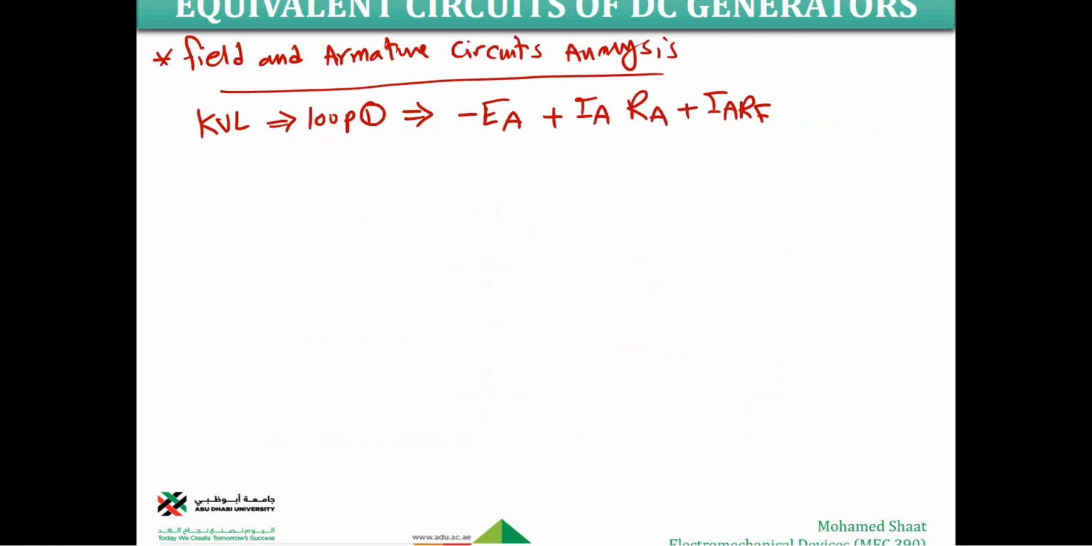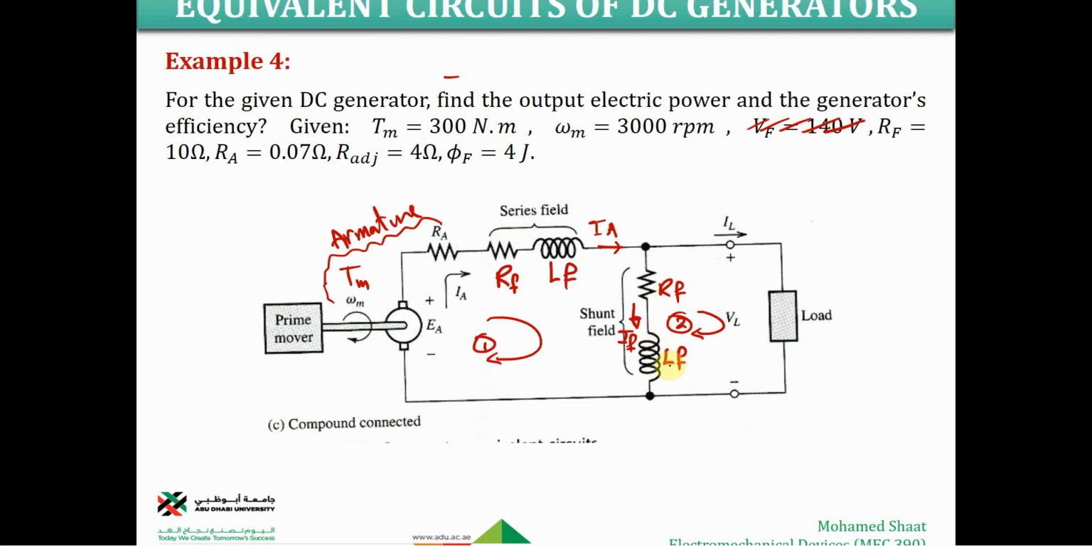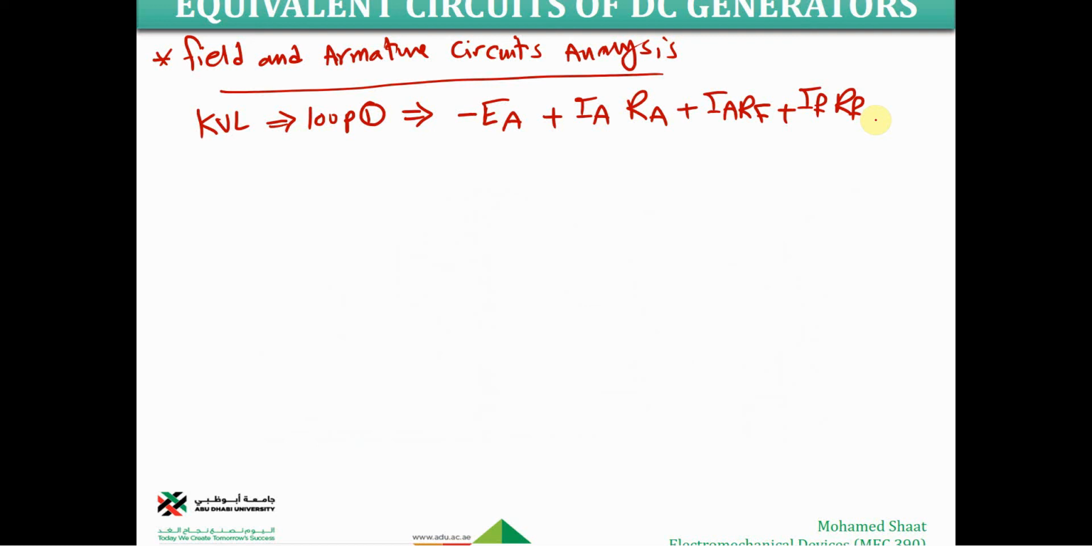So this is gonna give us plus the IF times RF. This is the voltage over this one. There is no voltage over this one, assuming that the IF is already constant. All of this should equal 0.